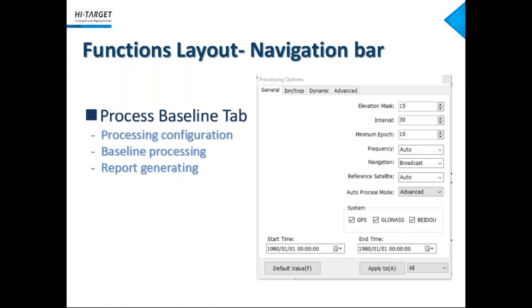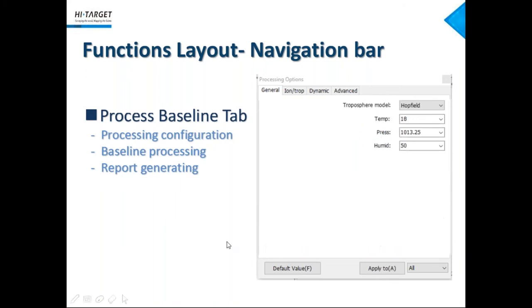Navigation here indicates what ephemeris we would like to use, broadcast ephemeris or precise one. Reference satellite means we manually choose one satellite data as the initial data for processing. The calculations start from it. Here, we choose the right model for atmospheric error elimination, and air pressure, humidity, temperature for environmental factors correction.